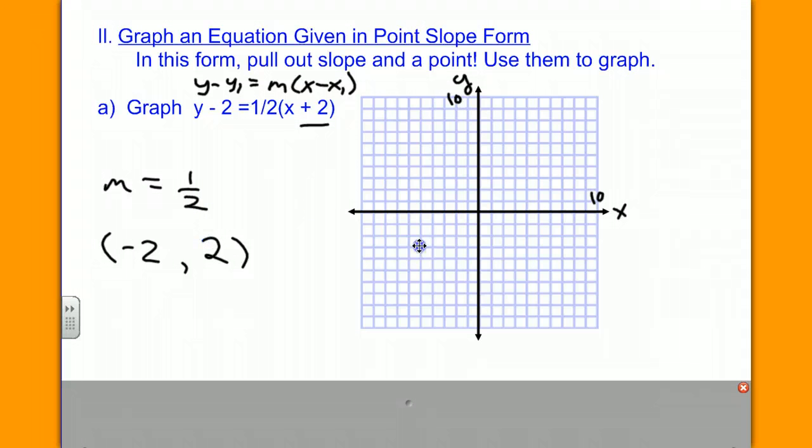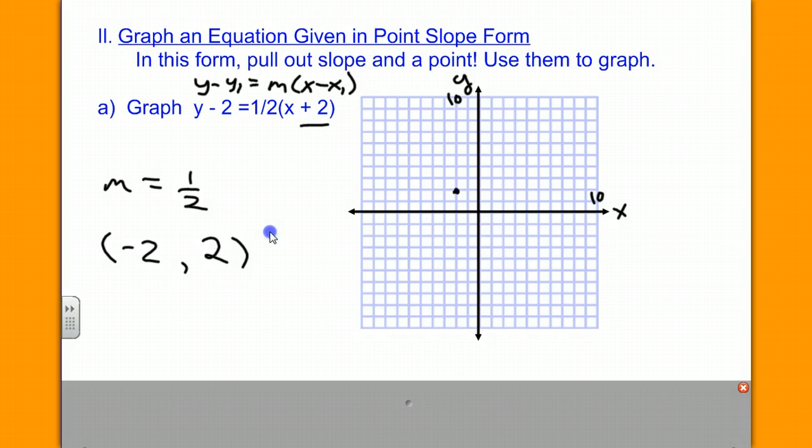Now when you have a point and slope, what can you graph first? What must you graph first? The point. It's got to be the starting spot for us, right? So let's walk -2 and fly 2. We have a point. That's the known point.